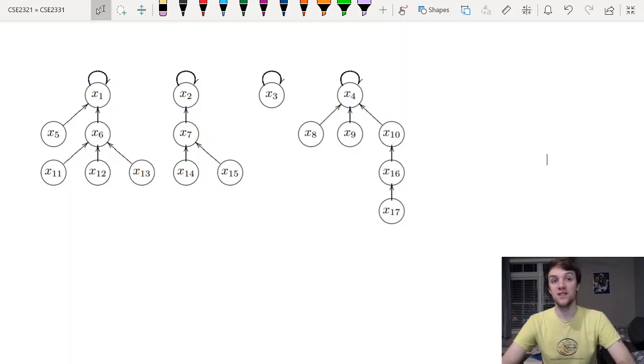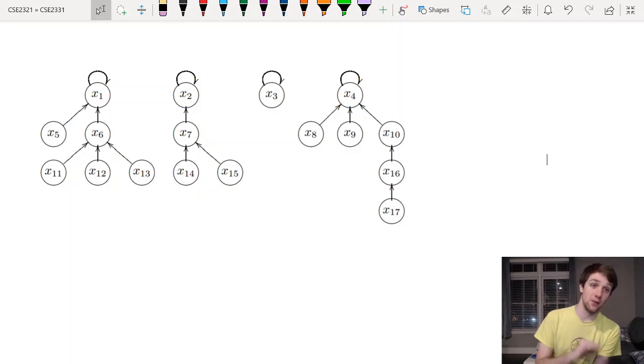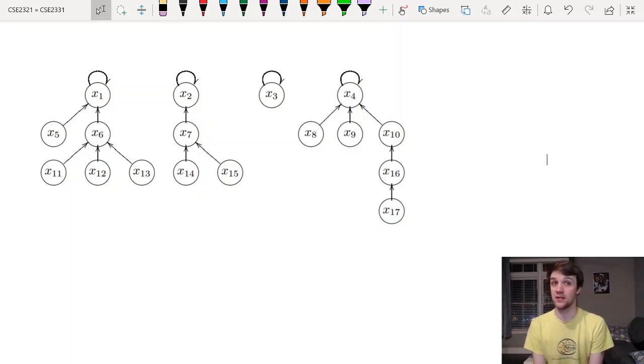Hello everyone. In this video we're going to be discussing the tree implementation of Union Find, which would be eerily similar to the linked list implementation. Really the only difference here is that instead of using a linked list we use a tree, but almost everything is identical. So in front of us we have various trees that represent our disjoint sets. The first one there has x1, 5, 6, 11, 12, and 13. The next one has 2, 7, 14, and 15, and so on. There's a bunch of different disjoint sets.